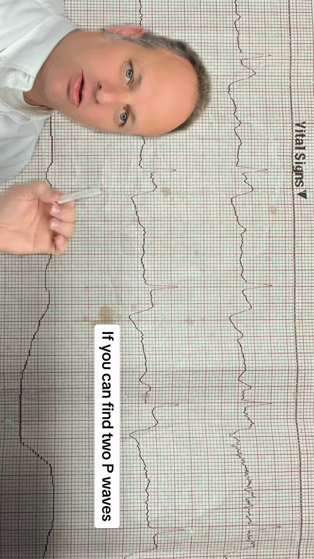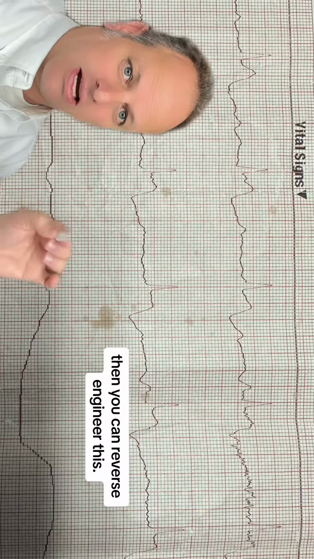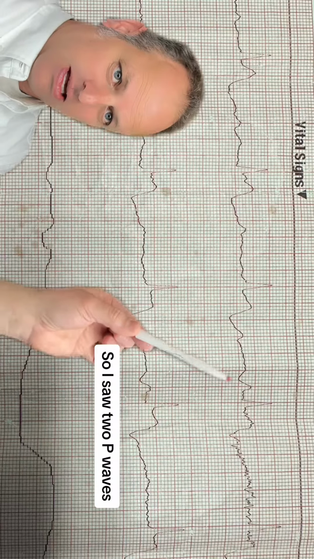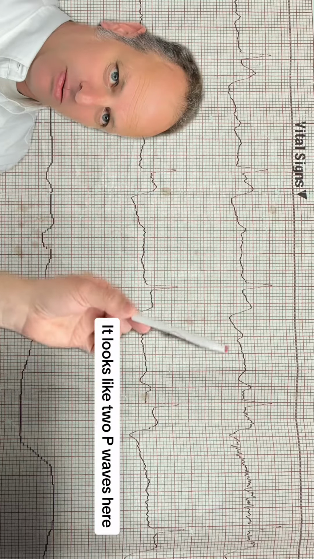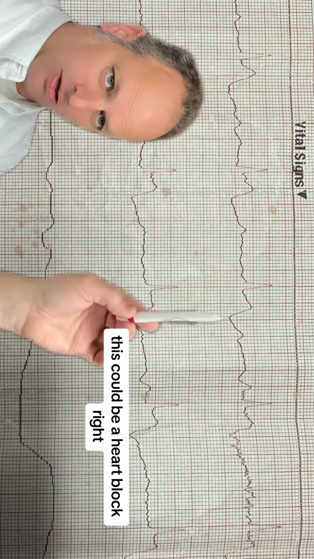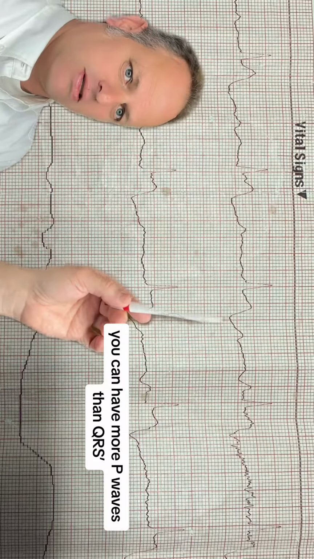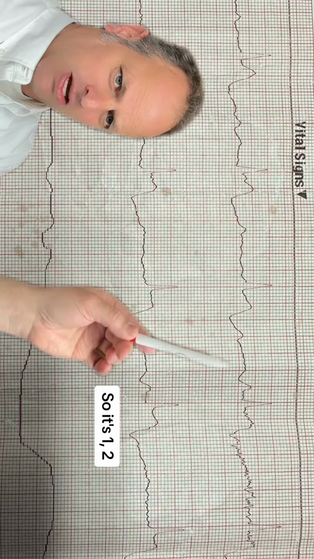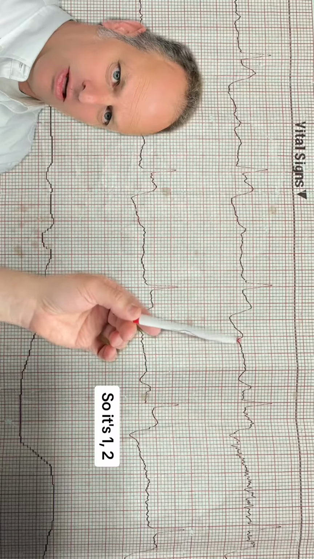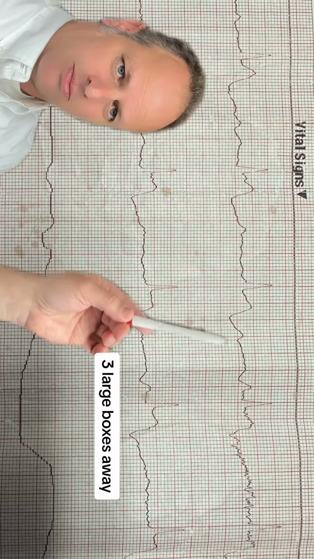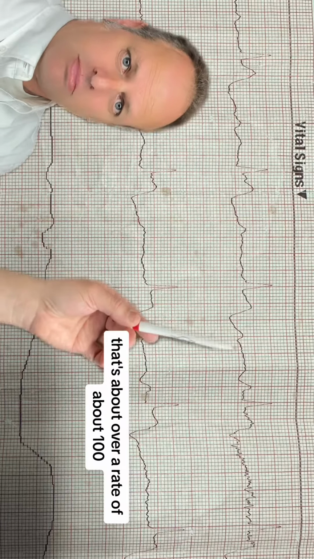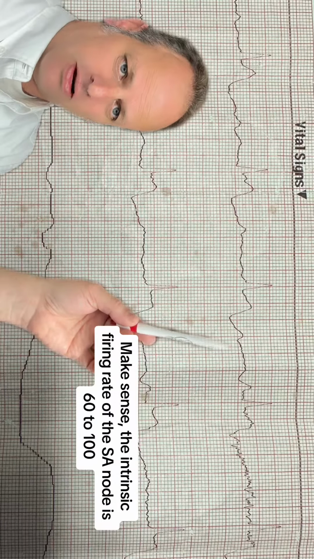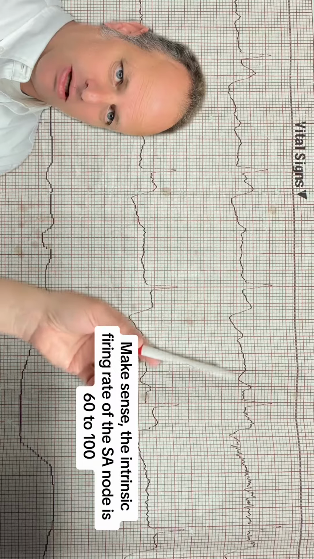If you can find two P waves, right, then you can kind of reverse engineer this thing. So I saw two P waves. What look like two P waves here? Because who knows? This could be a heart block, right? You could have more P waves and QRSs. So it's 1, 2, 3 large boxes away. That's about a rate of about 100. Makes sense. Intrinsic firing rate of the SA node is 60 to 100.